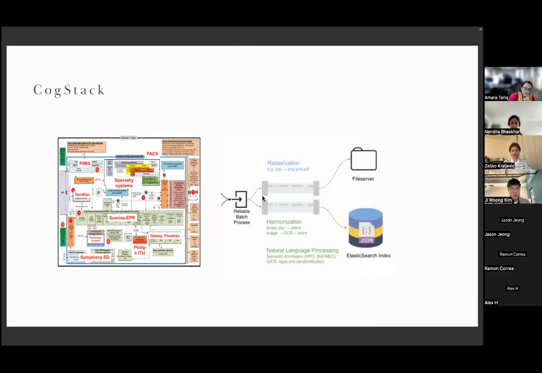CogStack is basically a data harmonization engine. What it does is it takes all of this mess, processes all of it, connects all the right parts, so for patient 7, it finds data from all of these systems for that patient, harmonizes it, organizes it, removes duplicates, does OCR on documents where it is needed, organizes images, and saves it into either a file server or into an Elasticsearch index.